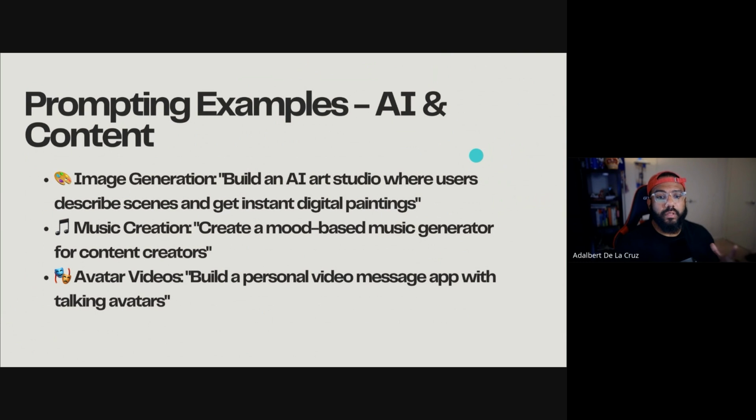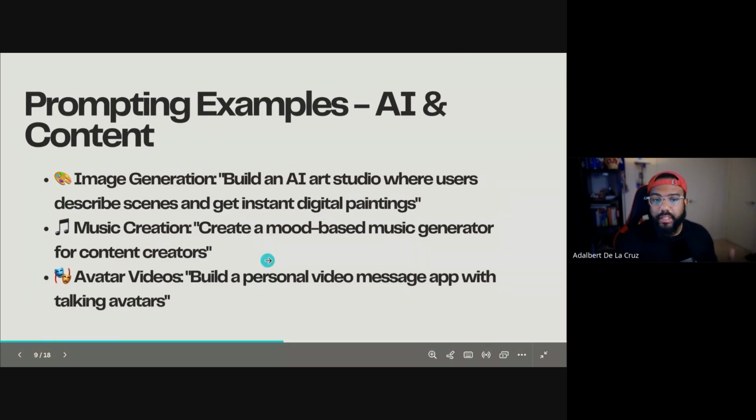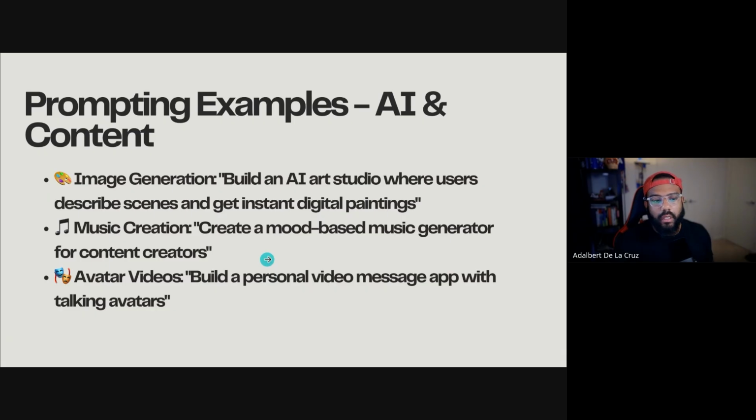So some of the examples specifically for AI and content, let's say, for example, you want to do image generation. You can easily say to Modu, build an AI art studio where users describe scenes and get instant digital paintings, right? For music creation, you can say, create a mood-based music generator for content creators. When it comes to avatars, build a personal video message app with talking avatars. Being able to specify what exactly you want to build, Modu picks up on those nuances and is able to pick up what connections should be there.